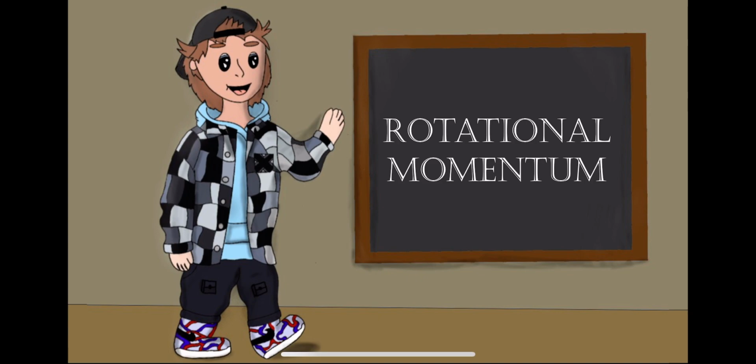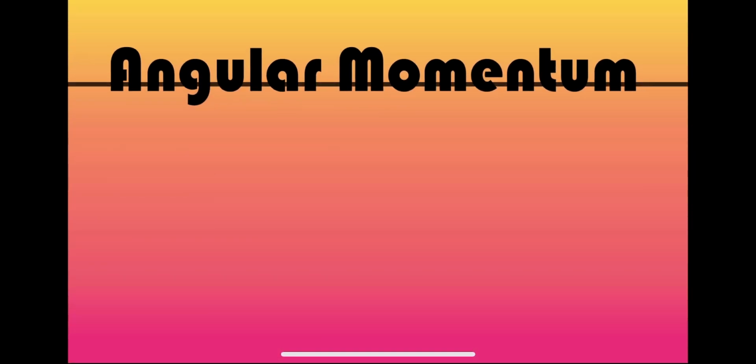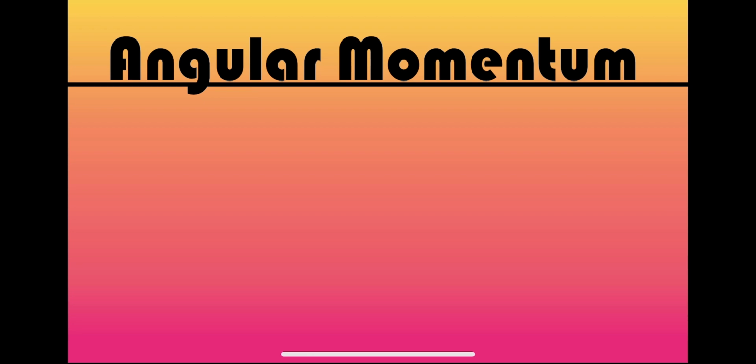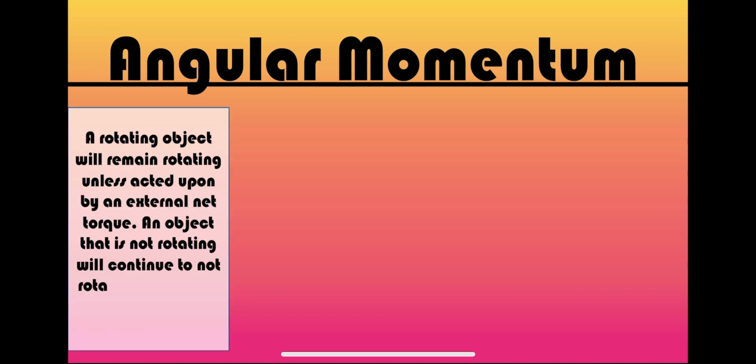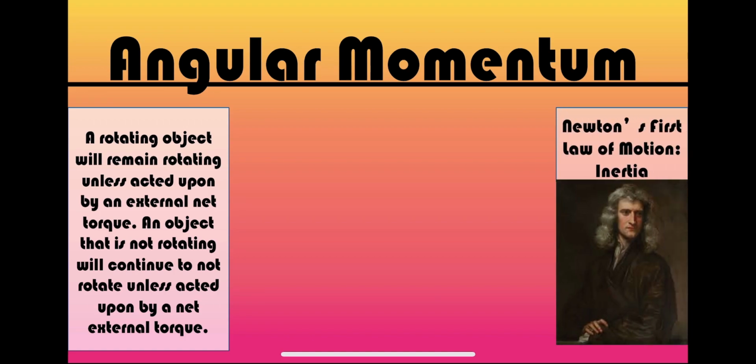Now that we've talked about torque, let's talk about momentum, more specifically angular momentum. Angular momentum works almost the exact same way as linear momentum, in which angular momentum is a principle of an object that states that an object that is rotating will continue to rotate, and an object that is not rotating will continue to not rotate unless acted upon by a net external torque. This is Newton's first law of motion, also referred to as Newton's law of inertia.